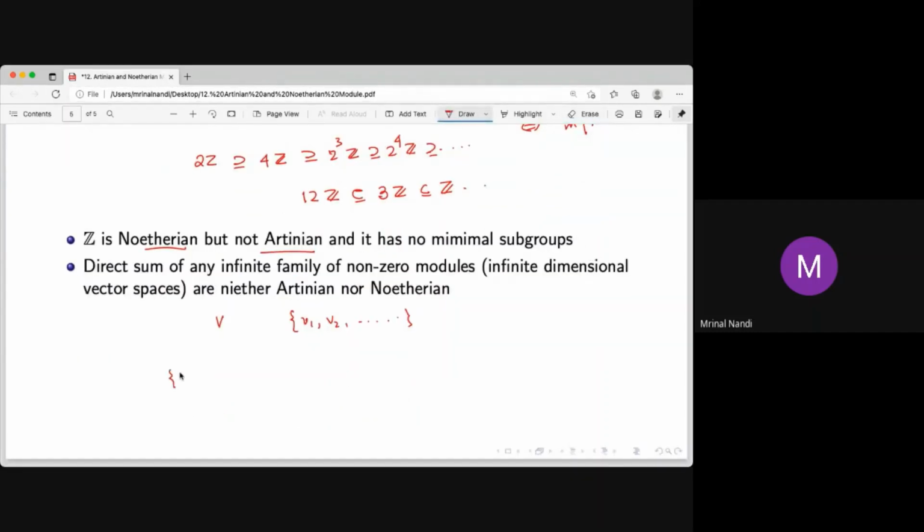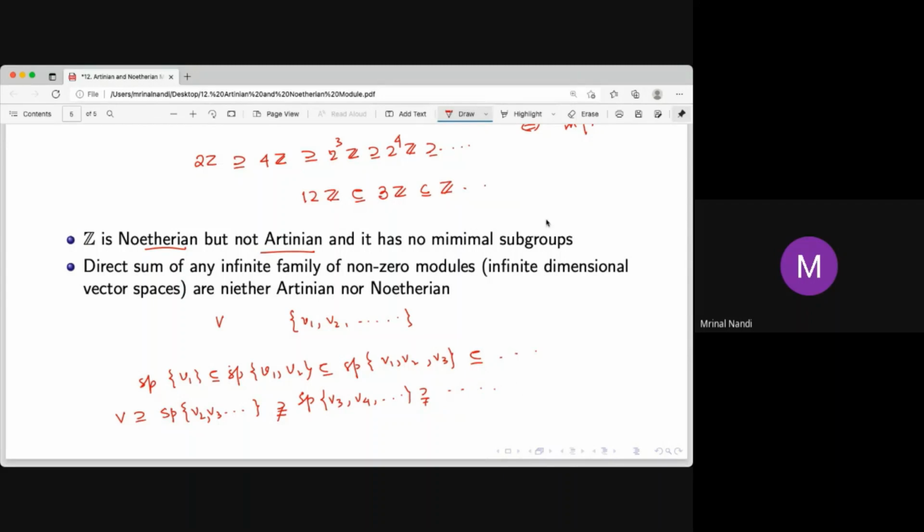How? Now this is an ACC chain: the subspace generated by V1, then the subspace spanned by V1, V2, then the subspace spanned by V1, V2, V3. Sorry, this is the ascending chain, and it is not stationary, so ACC doesn't hold. Similarly, you take V, which is a superset of the span of V2, V3, and so on, then a proper submodule spanned by V3 and onwards, just dropping one more each time. So this is a descending chain which is not stationary. So it is neither Artinian nor Noetherian.